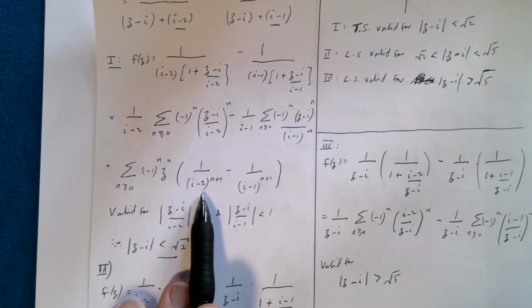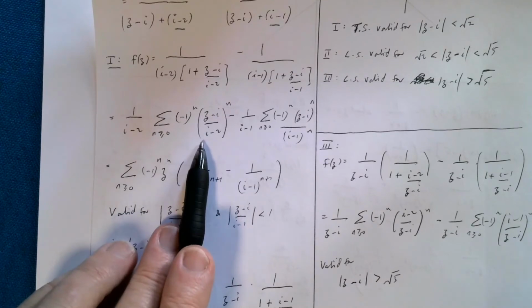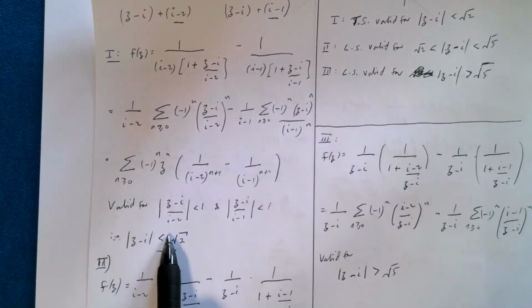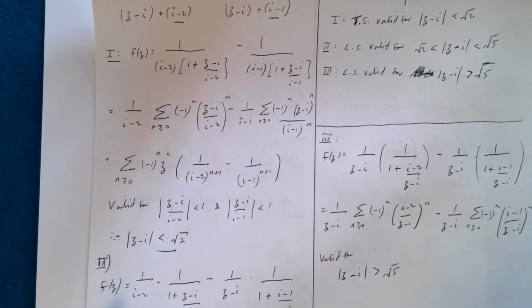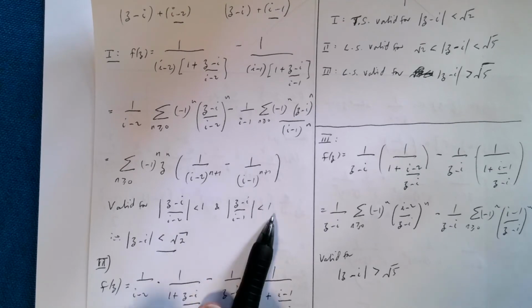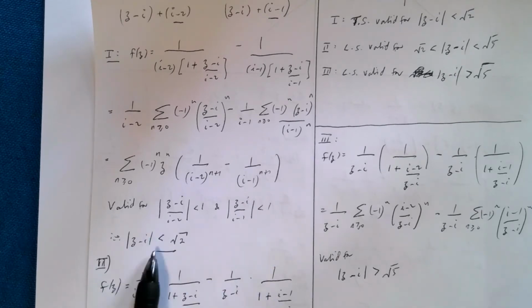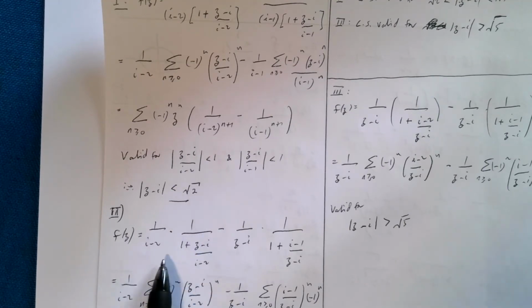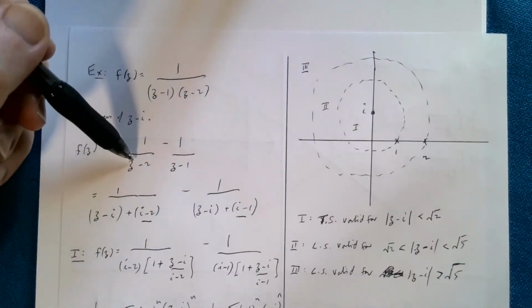Now you can check where it's valid. It's valid where the modulus of each of these common ratios is less than 1. Because they're geometric series, they will only be valid when the common ratio has modulus less than 1. This one gives you root 5, this one gives you root 2, so you want to be inside a disk of radius root 5 and inside a disk of radius root 2, that is, you want to be inside a disk of radius root 2.